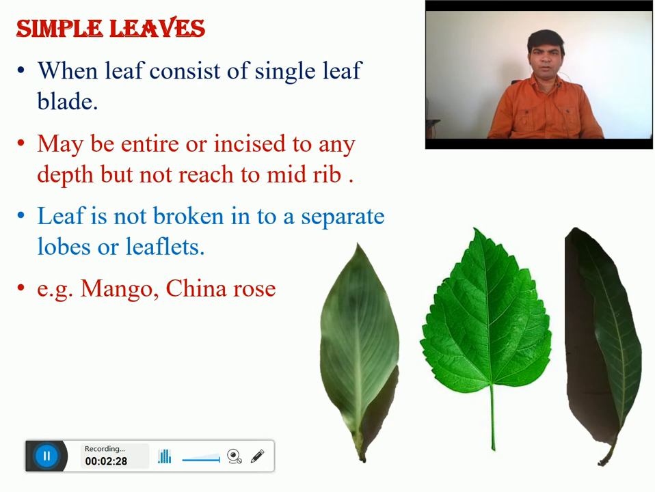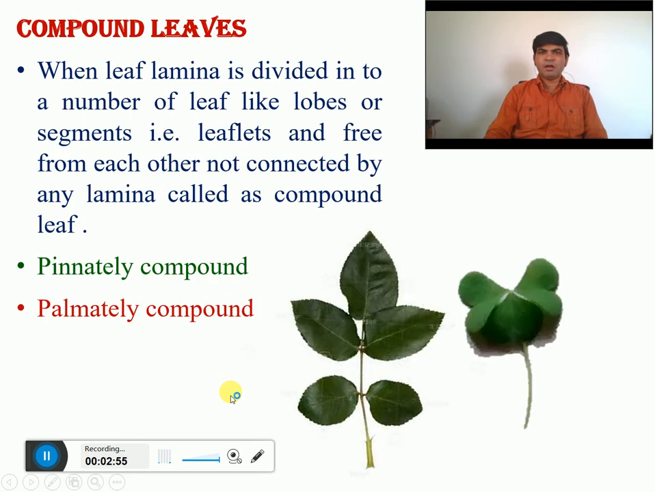For example, in the case of mango leaf, in the case of China rose, and there are a lot of examples of the simple leaf in which the leaf blade is single, not incised, and does not form a number of leaflets. So in this picture we can see the simple leaf. This is the leaf of China rose, this is the leaf of mango. This leaf shows a single blade, that's why this is called the simple leaf.